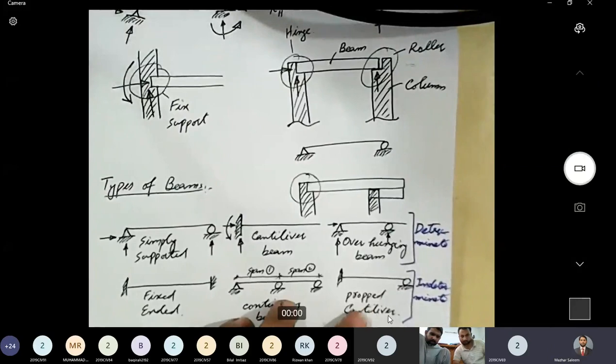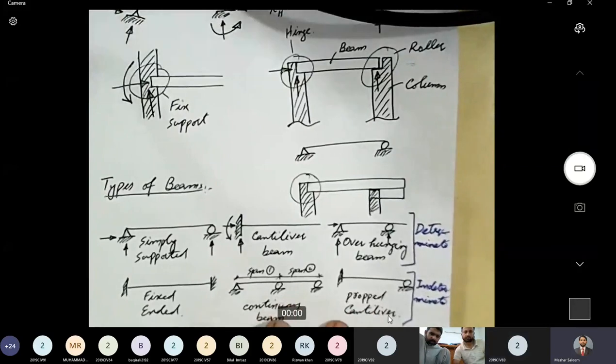All right, yes. Okay, let's discuss that in a bit more detail. Any beam that can be completely analyzed using three conditions of equilibrium is termed a determinate beam, and any beam that cannot be analyzed using three conditions of equilibrium is termed an indeterminate beam.